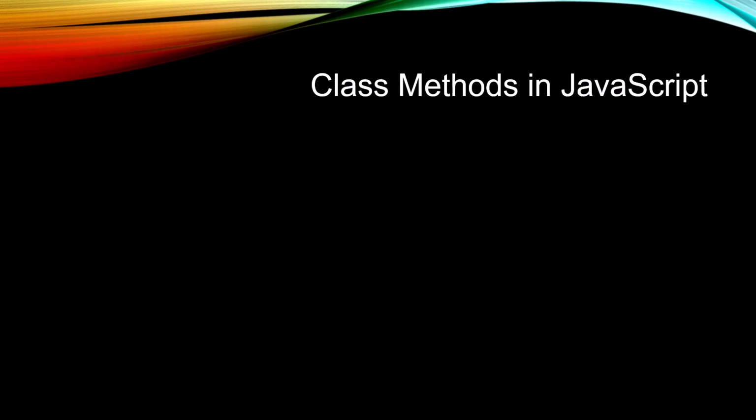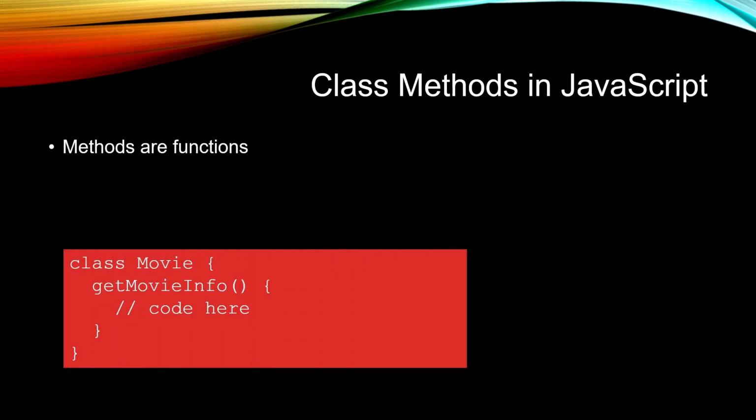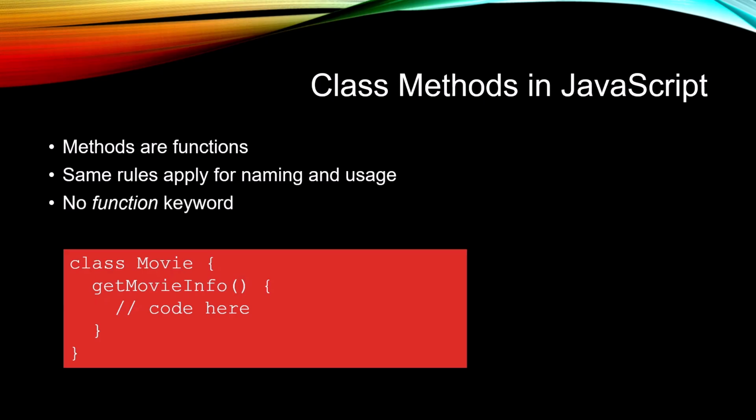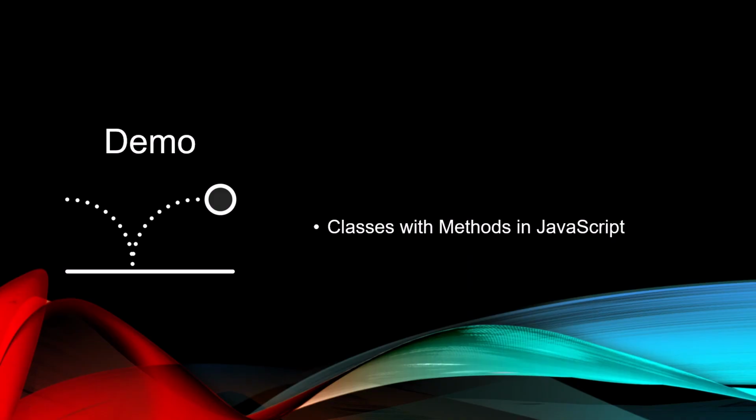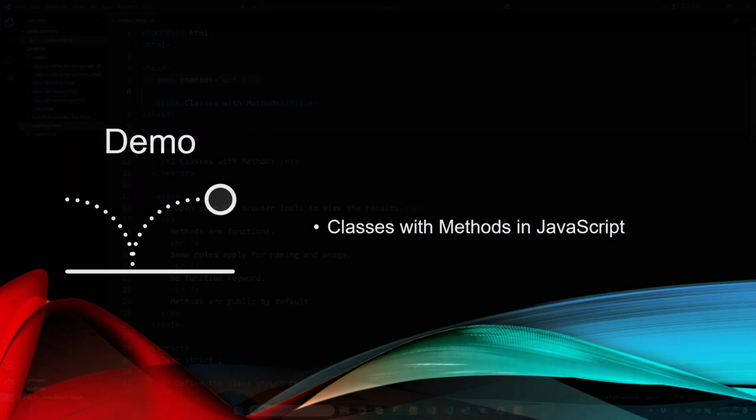Let's now take a look at creating methods in our classes. So methods are simply functions that you create inside of the class body. The same rules apply for naming and usage of functions as they do methods, but there's no function keyword that you use here. Methods, by default, are public, which means you can call them from any instance. For this example, getMovieInfo, you would create an instance of the movie class and then whatever that variable name is, .getMovieInfo. Let's take a look at classes with methods in JavaScript.